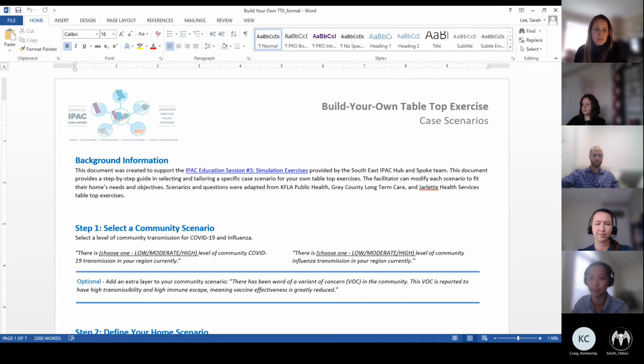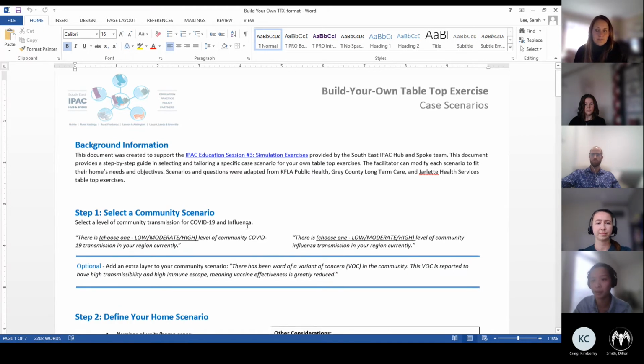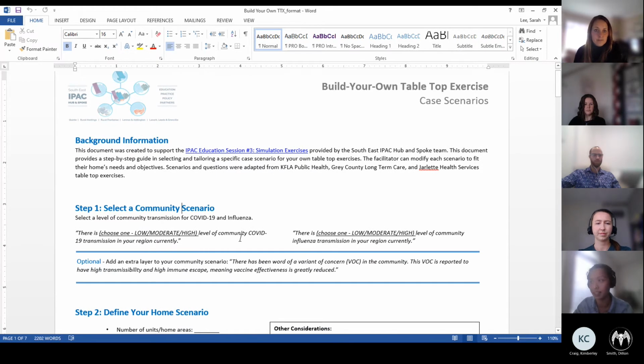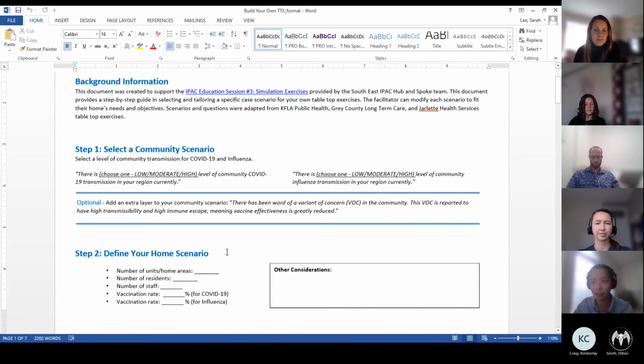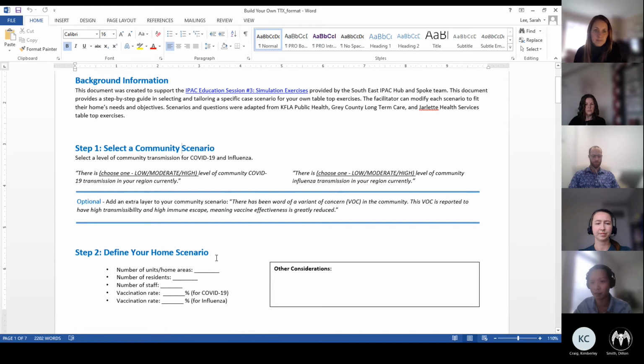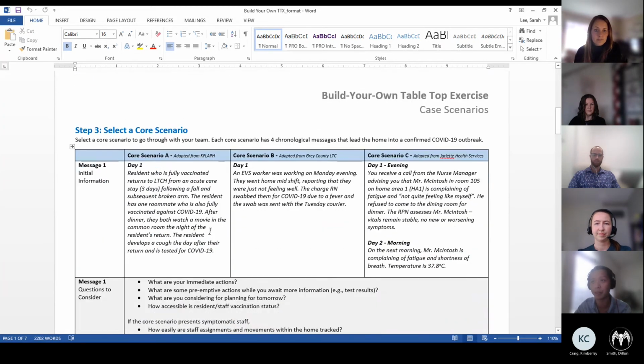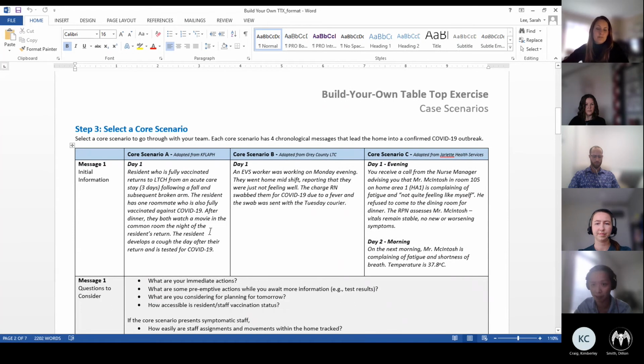So think of it like a build your own Sunday bar. It breaks it down step by step, and you can choose everything at each step. In step one, you're going to select a community scenario. This is where you're going to select community trends for COVID-19 and also influenza. Step two is also defining your home scenario. This is where you're going to put your home's information. And in the context of a Sunday bar, step 1 and 2 is choosing whether or not you want a cone or a cup.